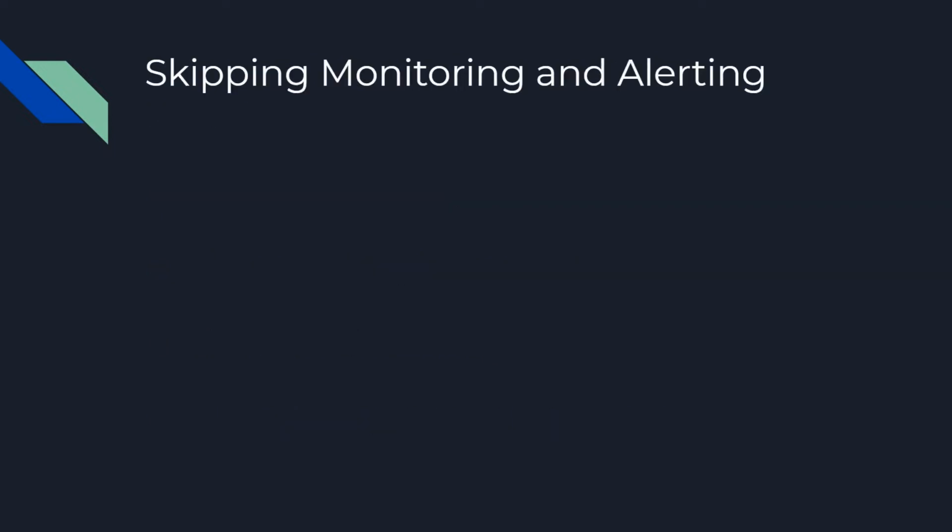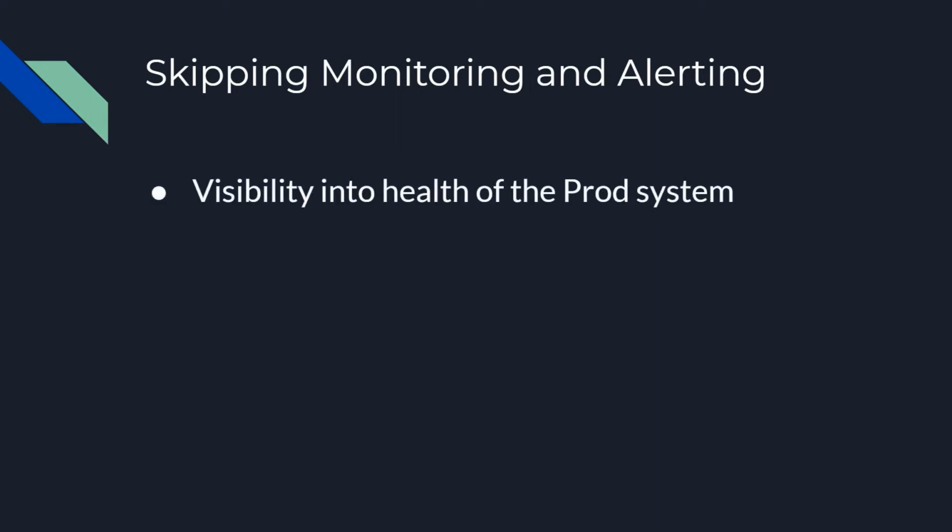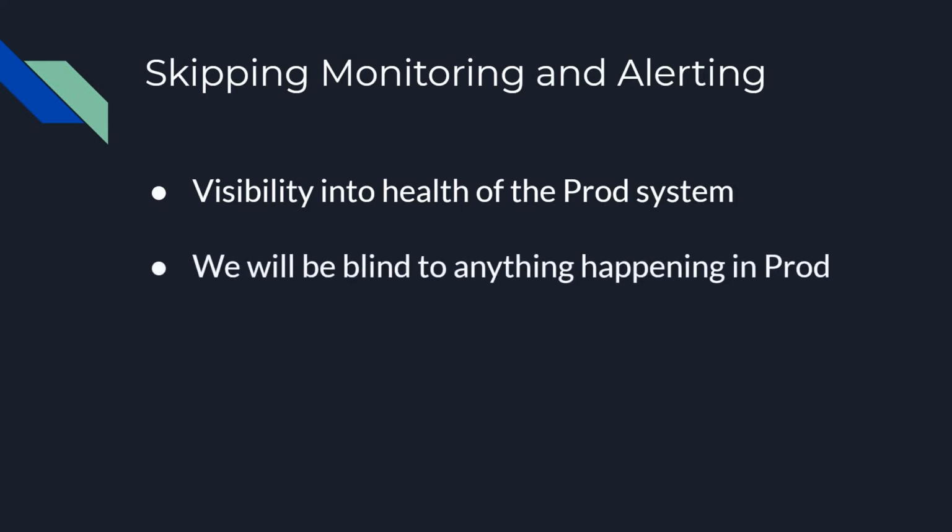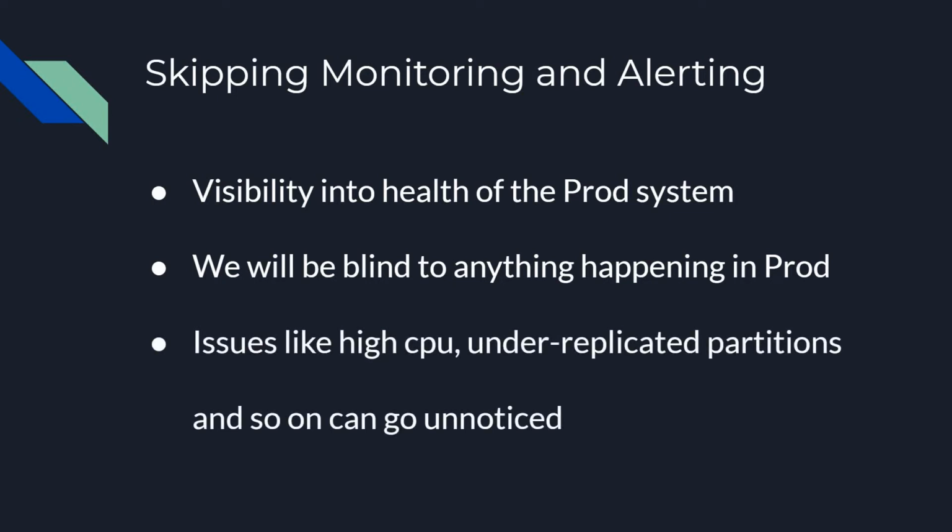The third common mistake is skipping monitoring and alerting. Monitoring and alerting give a proper visibility into the health of a production system. If there is no monitoring and alerting, then we will be blind to anything that is happening in production. Let's say there's an issue like high CPU usage or under-replicated partitions. This can go unnoticed. And over a period of time, if such issues get unnoticed, this can result in severe production issues. Therefore, always ensure that in a production system, monitoring and alerting is always set perfectly.